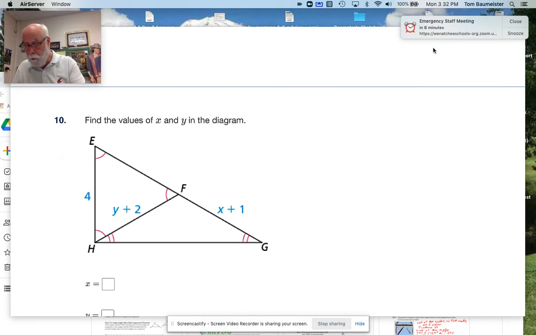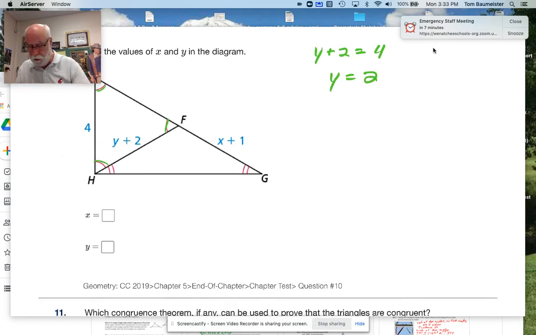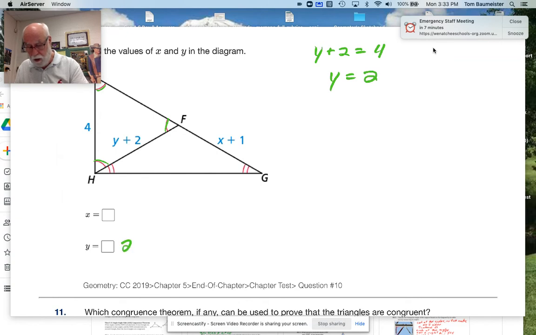Okay, number 10, find the values of x and y in the diagram. Well, again, on this one here, this triangle right here, all of those are the same. So that means that all of the sides are the same. So you can tell me that y plus 2 is equal to 4. Or if we subtract 2, we'll get that y is equal to 2. There's nothing that says I have to solve for x first, ladies and gentlemen.